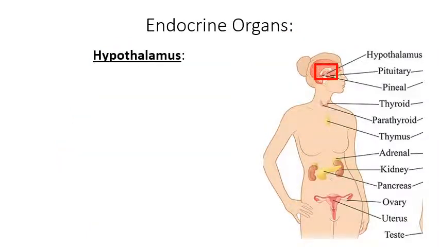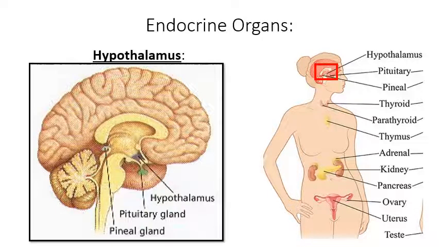Beginning with the hypothalamus. Okay, so the hypothalamus is located here, right? So you remember the thalamus is up here, and then the hypothalamus is located down below. And the hypothalamus is responsible for stimulating the pituitary gland to release dozens of different hormones under dozens of different circumstances.